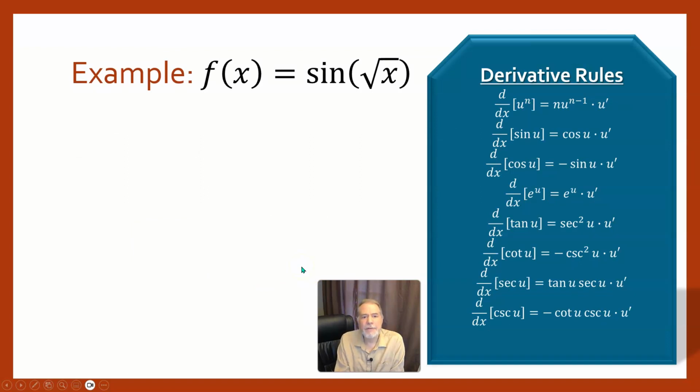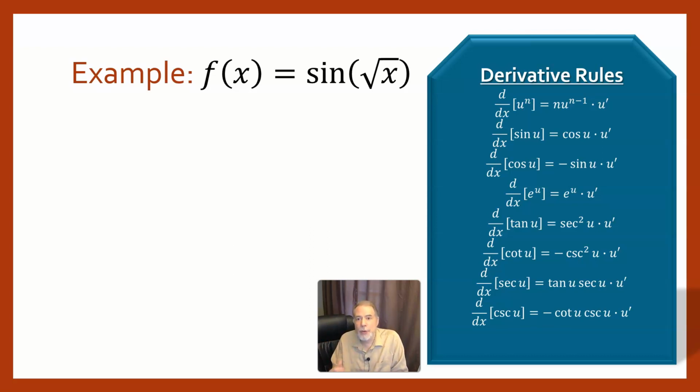How about this one? F of x equals the sine of the square root of x. Okay, classic case for the chain rule. It's a function of another function. It's not just the sine of x, it's not just the square root of x, it's the sine of the square root of x. So, looking at the big picture, it is the sine of something.